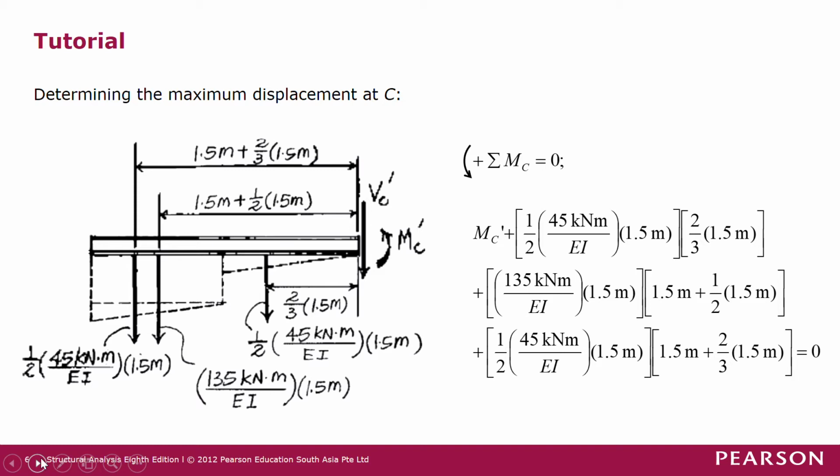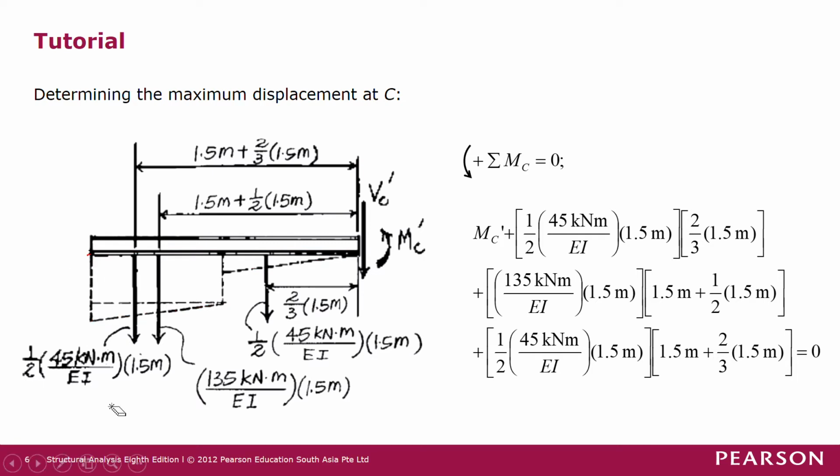We know that the maximum displacement is at C. So we cut across section C and isolate it as a free body diagram. We have VC prime, which is downward as a positive shear force, and a counterclockwise moment of MC prime as a positive bending moment. The beam is loaded with the M over EI diagram, which is the whole M over EI diagram that we have determined just now.